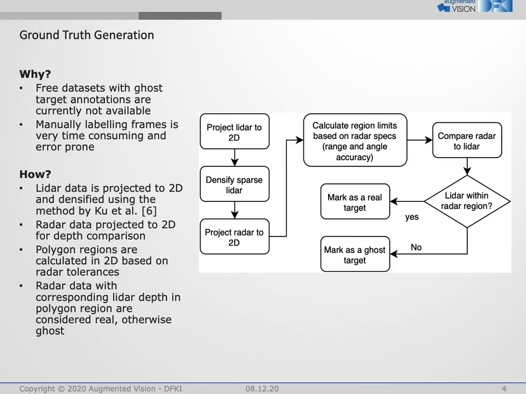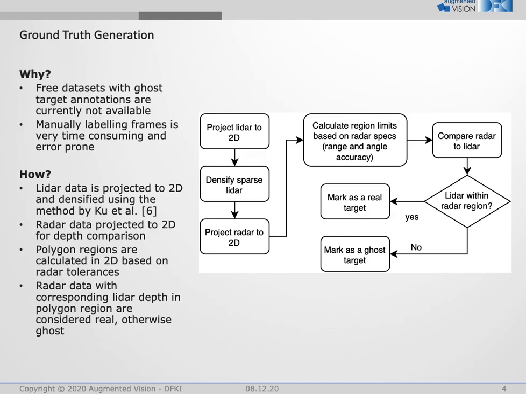How does this algorithm work? First of all, we noticed that due to the nature of ghost targets, they will always fall behind an obstacle. The obstacle is the reflector of the last radar ray measured by the sensor, as seen in the examples presented earlier. So we projected the LiDAR data to 2D from the point of view of the radar, and then we densified the LiDAR image, which effectively gave us a dense depth map.